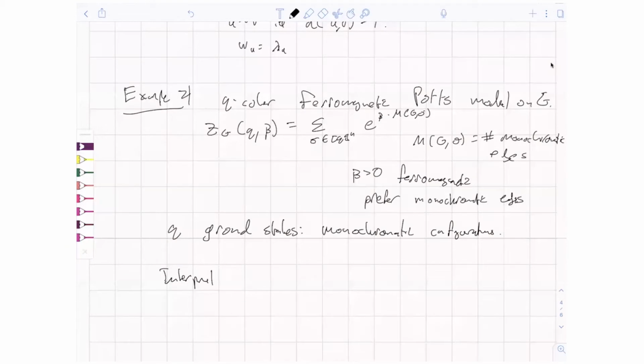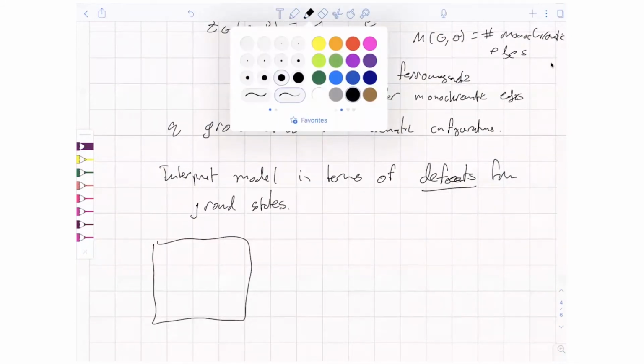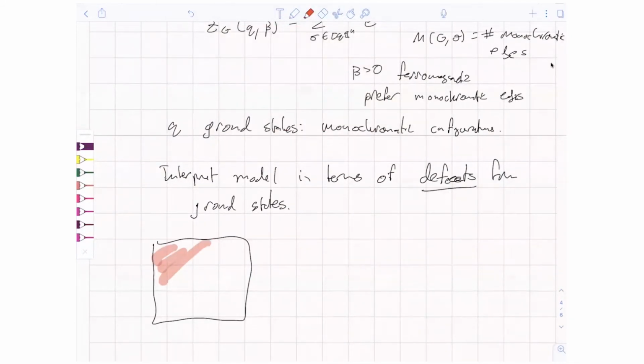Interpret the model in terms of defects from the ground states. Okay, so let's imagine here, this is just for imagining purposes, that one of the colors is red, and I'm thinking about a configuration that's mostly red.